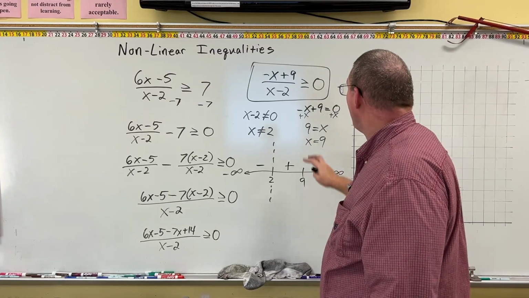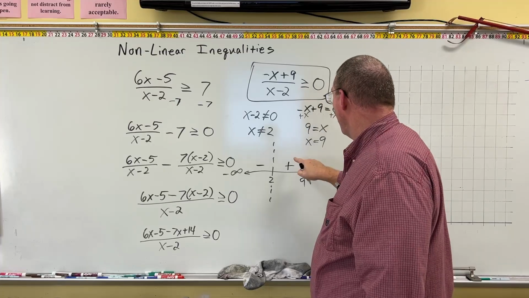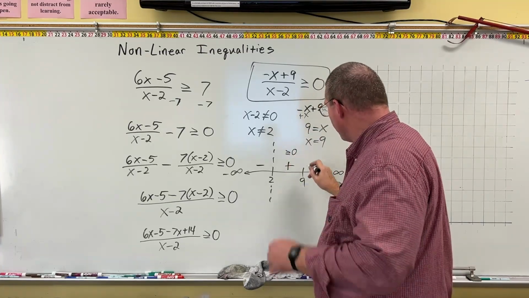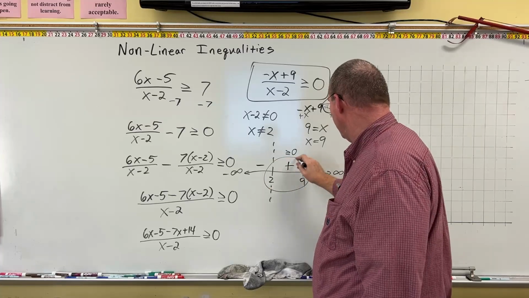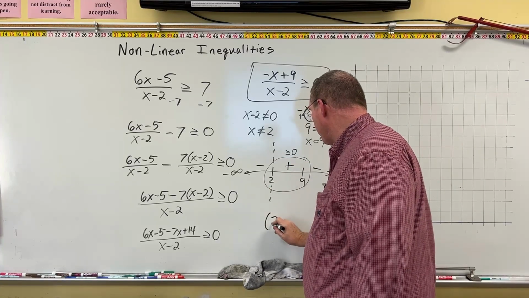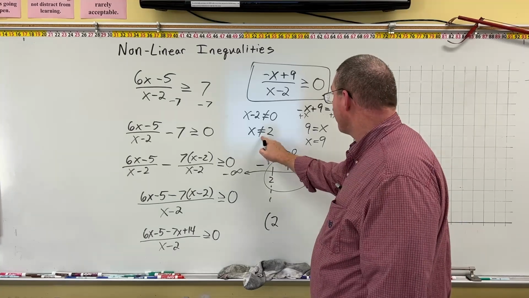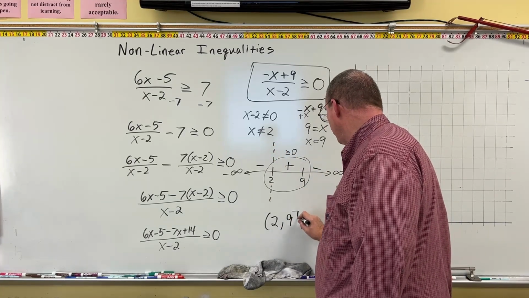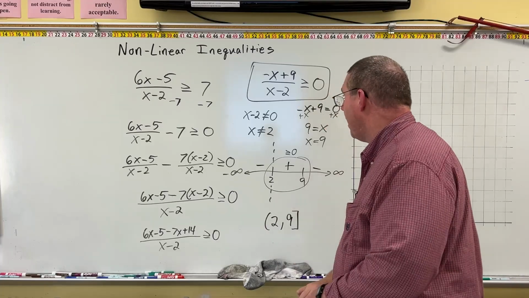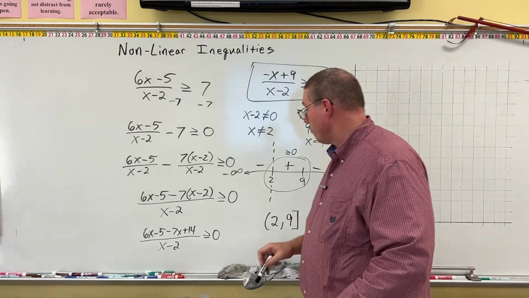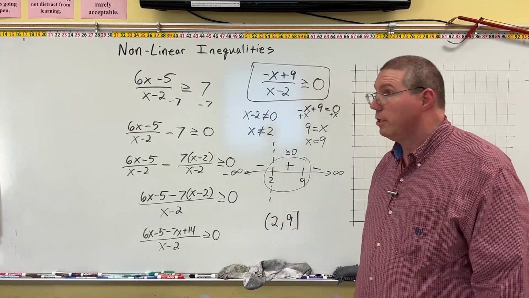We are looking for greater than or equal to 0, which is this middle part here. So this is our interval right here. And so it's going to be, we're not going to include 2 because 2 cannot be included. X cannot equal 2. But we are going to go up to 9, and we can include 9. So we put a bracket, and that is our answer to this rational inequality.